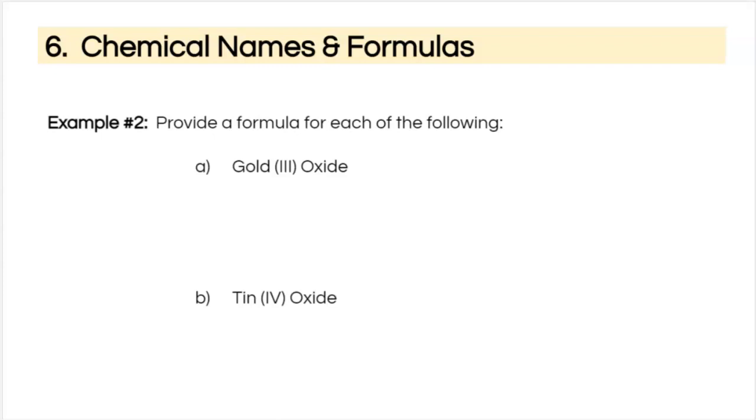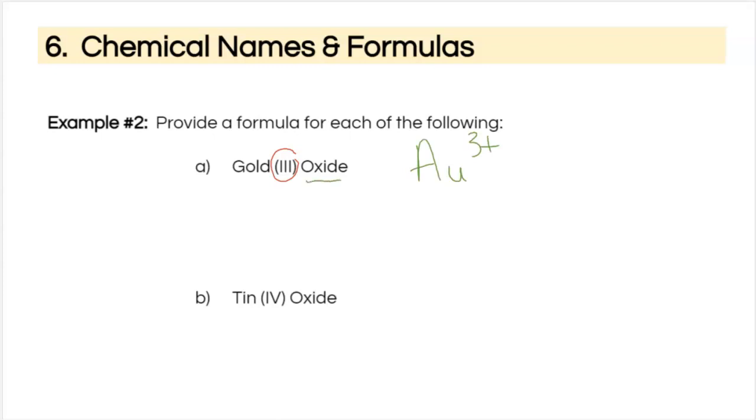Okay, so at this point, students usually find this a little bit easier because the Roman numerals themselves basically tell you the charge on the metal ion, right? So in this case, this 3 right here is telling me that what I have in my compound is gold with a 3+ charge. And so then I just need to look up oxygen.